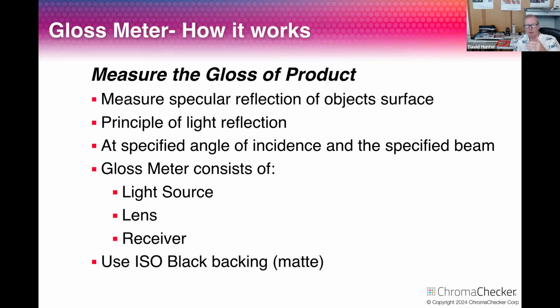How does a gloss meter work? It measures the specular reflection of an object's surface. The whole principle is light reflection. At a specified angle of incidence, the beam, which is reflected back up, is captured through a lens and a receiver to tell us what that gloss is. A key thing about gloss meters is that when we're measuring color, we typically want to measure it on an ISO white backer. When we're measuring gloss, we typically want to measure it on an ISO black backer.